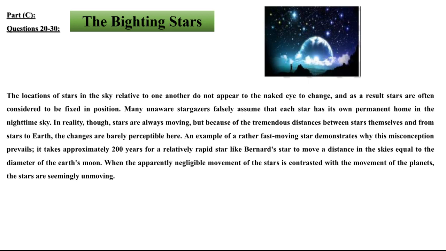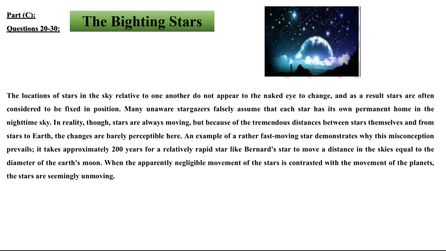The locations of stars in the sky relative to one another do not appear to the naked eye to change, and as a result stars are often considered to be fixed in position. Many unaware stargazers falsely assume that a star has its own permanent home in the nighttime sky. In reality, though, stars are always moving, but because of the tremendous distances between stars themselves and from stars to Earth, the changes are barely perceptible here.